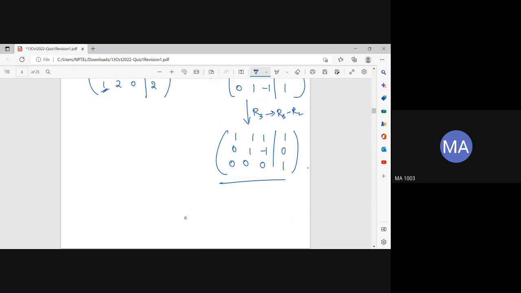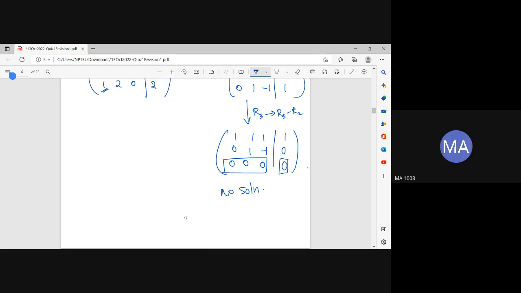So this system does not have a solution because the last row of the coefficient matrix is all 0, but corresponding to that row we have a non-zero entry. So no solution. Whenever we have a 0 row, if we want the system to have a solution, the corresponding entry on the right hand vector should also be 0. Right?